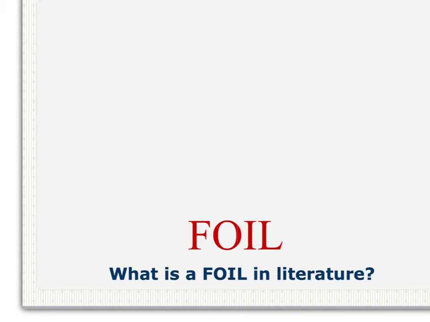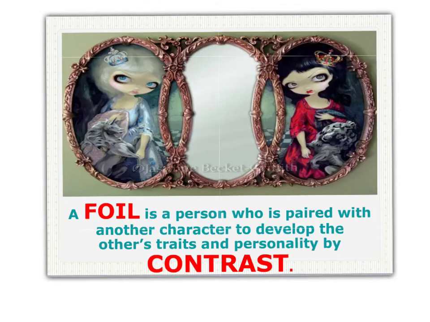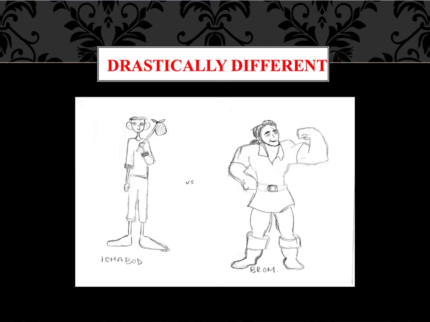So we're learning a new term today. It's called foil, and we're looking specifically at what is a foil in literature. The basic definition is a foil is a person who is paired with another character to develop the other's trait and personality by contrast. So automatically you can assume maybe it's the protagonist and antagonist, but that's not necessarily so. So the purpose of the foil is to be drastically different.